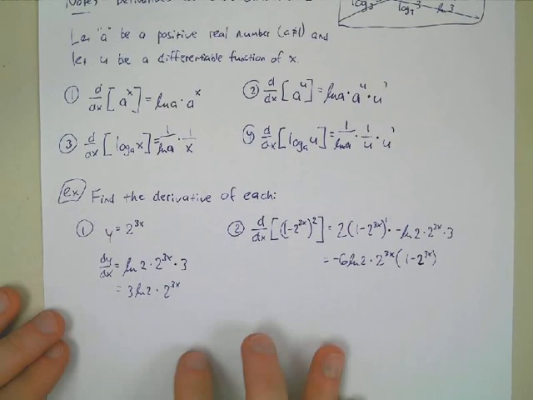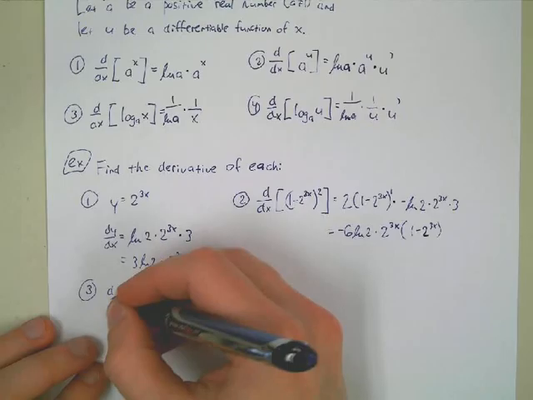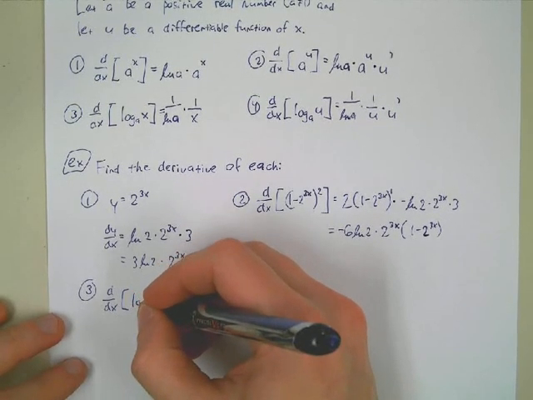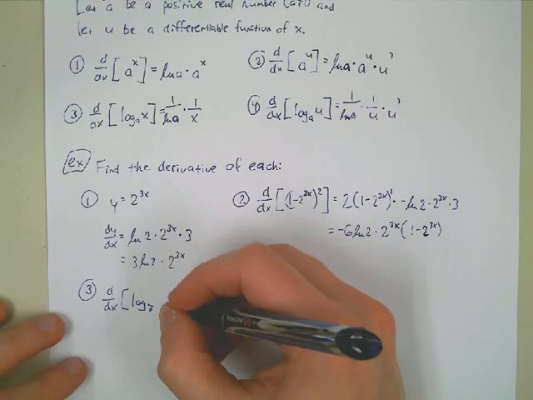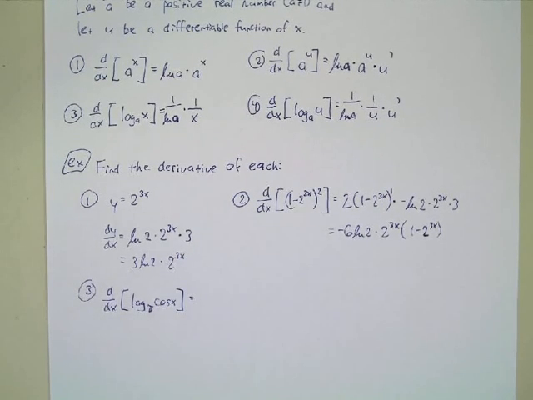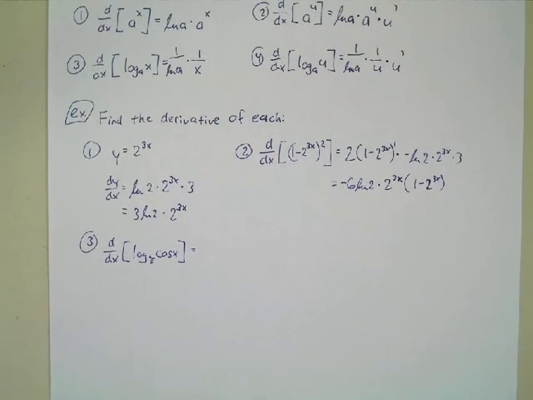All right, number 3. The derivative with respect to x of log base pi of cosine of x. I guess this will be the last one here. Log base pi, yeah, because pi is a number, right? So it could totally be a base.